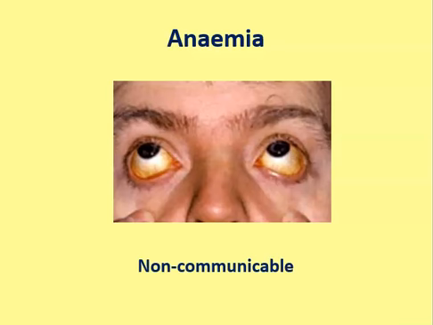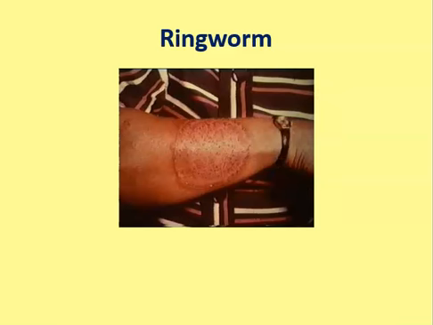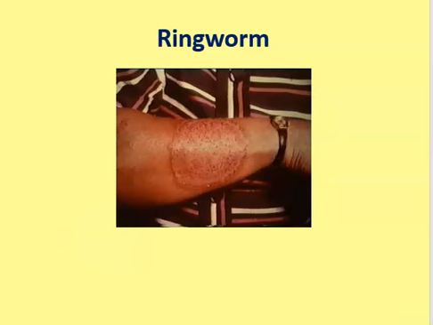Okay, anemia is non-communicable. It is to do with red blood cells. It's to do with the oxygen being carried around your body, and it isn't something that can be passed on. It is not caused by pathogens, and therefore it is non-communicable. Next one, ringworm. So ringworm is communicable. It is actually caused by a fungus.